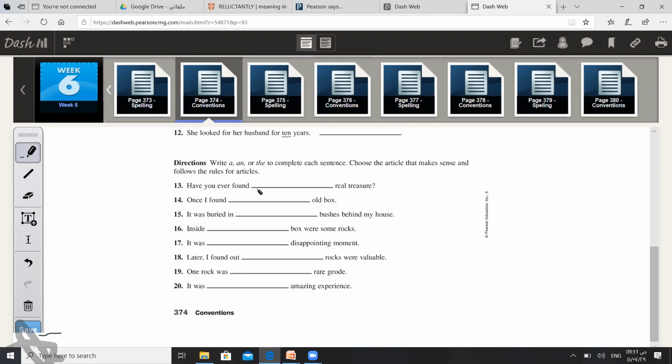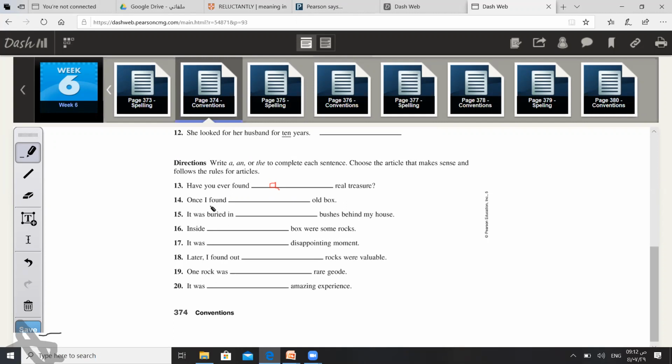"Have you ever found a real treasure?" I told you the answer. Yes, a real treasure. Next one. Teacher, wait, "a," not "an." We use "an" when we have a singular, non-specific noun and a vowel sound or silent H.